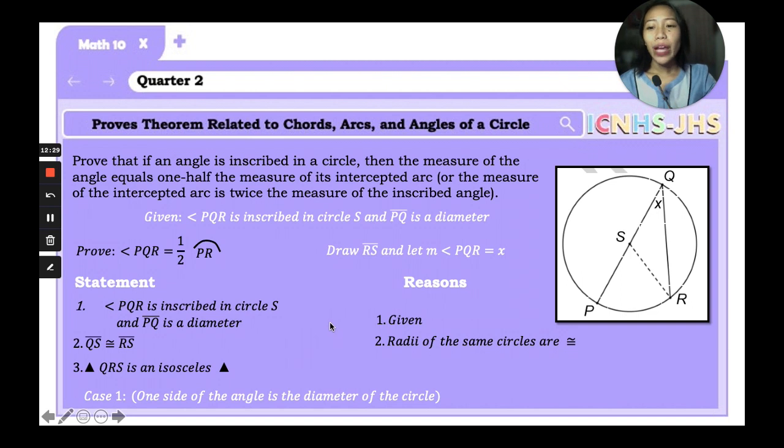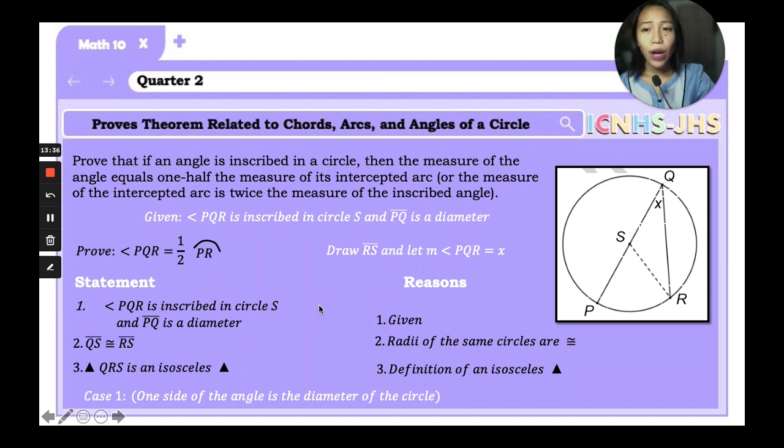Okay, so let's proceed to our third statement. Our third statement will be the triangle QRS is an isosceles triangle. How do we find out that a triangle is an isosceles, or what is the description of an isosceles triangle? From your grade 7 and your grade 8, it is emphasized that isosceles triangles are those triangles which have two sides that are congruent, or two sides having equal measures. So in this case, we can say that our triangle QRS is an isosceles, and which two sides are congruent? Our statement 2, our QS and our RS. So the reason that we can say that our triangle QRS is an isosceles triangle is because of the definition of an isosceles triangle.